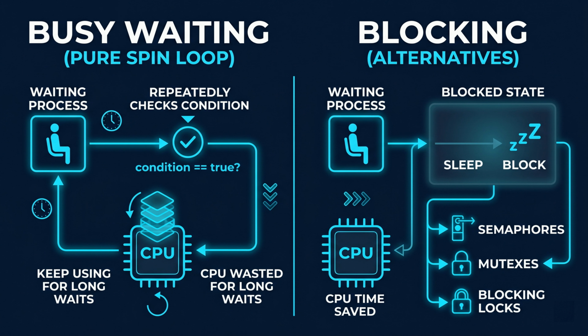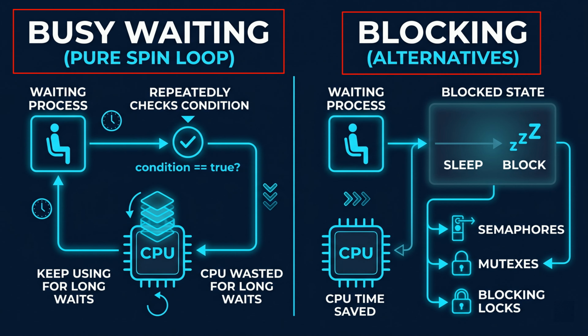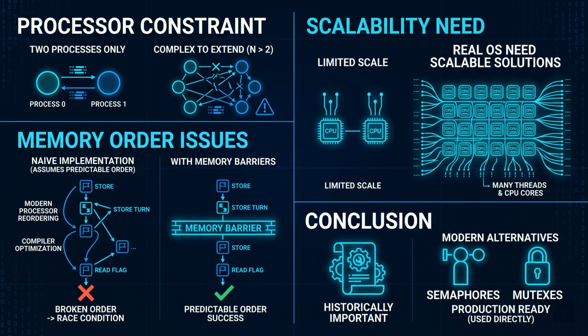There is another important concept here called busy waiting. While a process is waiting in Peterson's algorithm, it repeatedly checks the condition in a loop. It does not sleep or block itself. It keeps using CPU cycles while waiting. Earlier, we discussed busy waiting versus blocking, and this algorithm is a classic example of busy waiting. For very short waits, this may be acceptable. But if the wait becomes longer, CPU time is wasted. That is one reason modern operating systems often prefer semaphores, mutexes, or blocking locks instead of pure spin loops for many situations. Although Peterson's algorithm is brilliant, it has limitations.